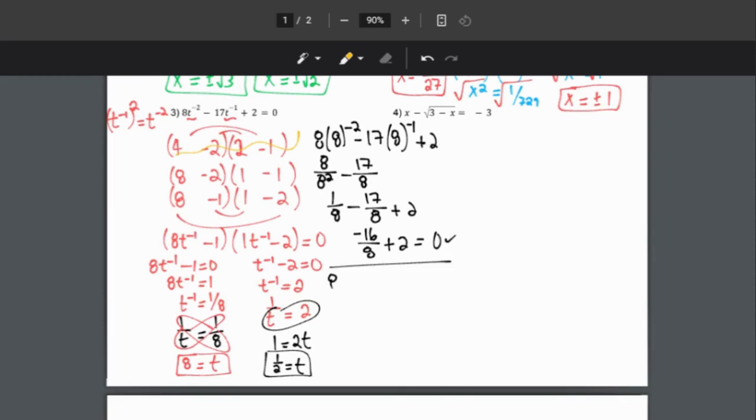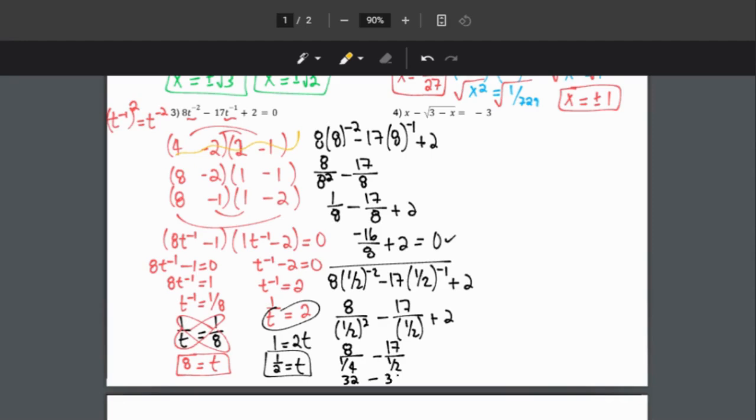All right, so we have 8 times 1/2 to the negative second minus 17 times 1/2 to the negative first plus 2. All right, so that means 8 over 1/2 to the second power minus 17 over 1/2 to the first power plus 2. All right, so that means 8 over 1/4, and 8 over 1/4 is really 32. And I have 17 over 1/2, which is 34. That would give me negative 2 plus 2. That does equal 0. So we're good on that one.